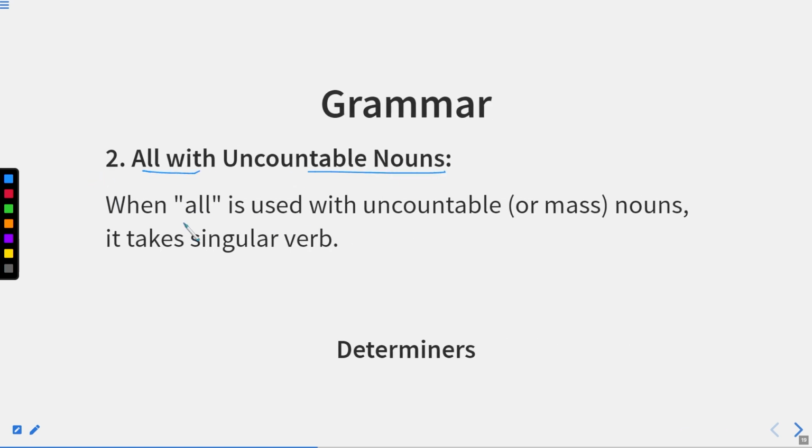All with uncountable nouns. Obviously, uncountable nouns are always considered singular. So, if all is followed by an uncountable noun, it should be followed by the singular form of the verb. Also, the noun will be singular, because uncountable nouns cannot be converted into plural nouns as they are uncountable. They cannot be counted in terms of 1, 2, 3. When all is used with uncountable or mass nouns, it takes a singular verb.